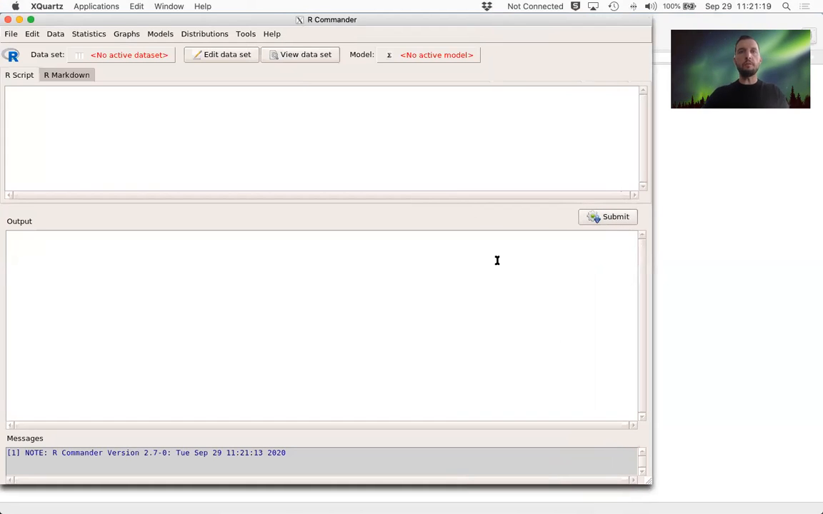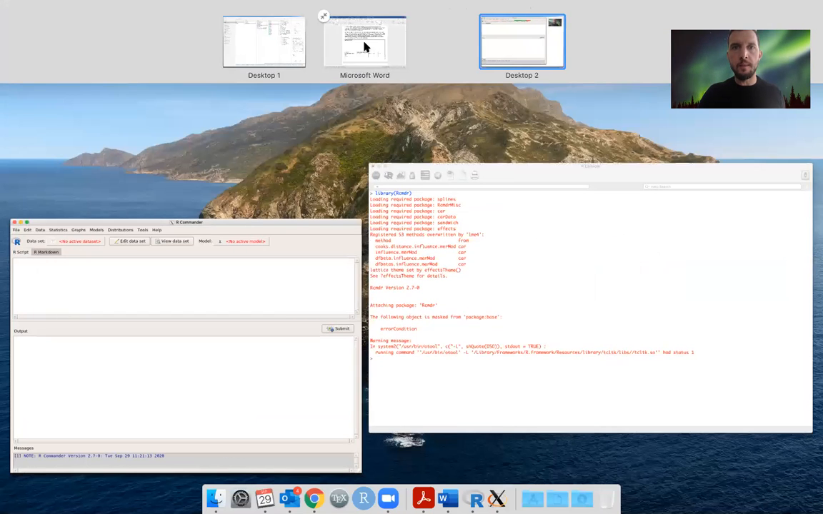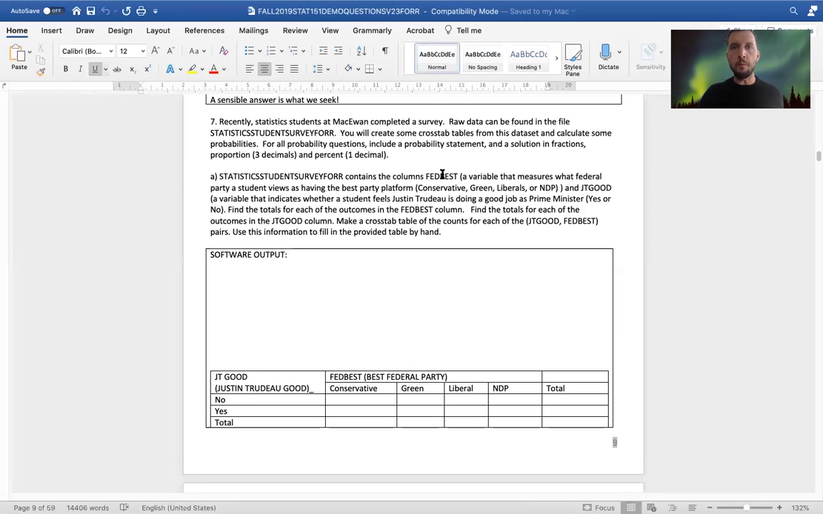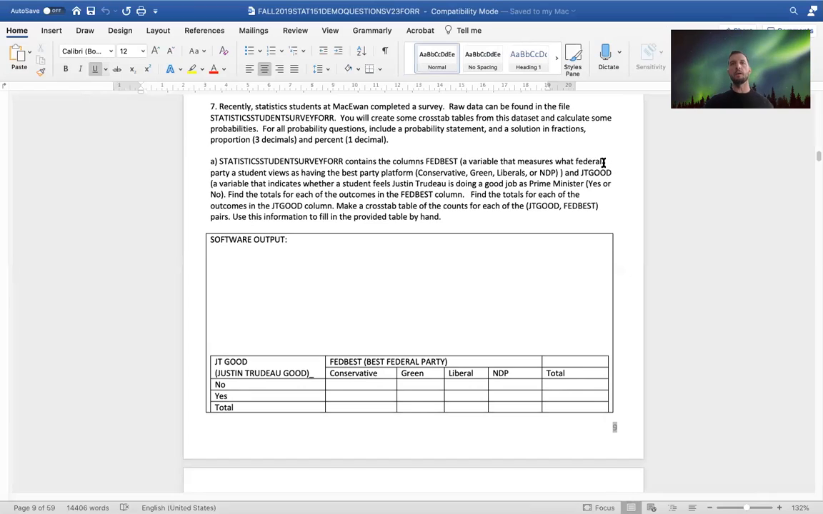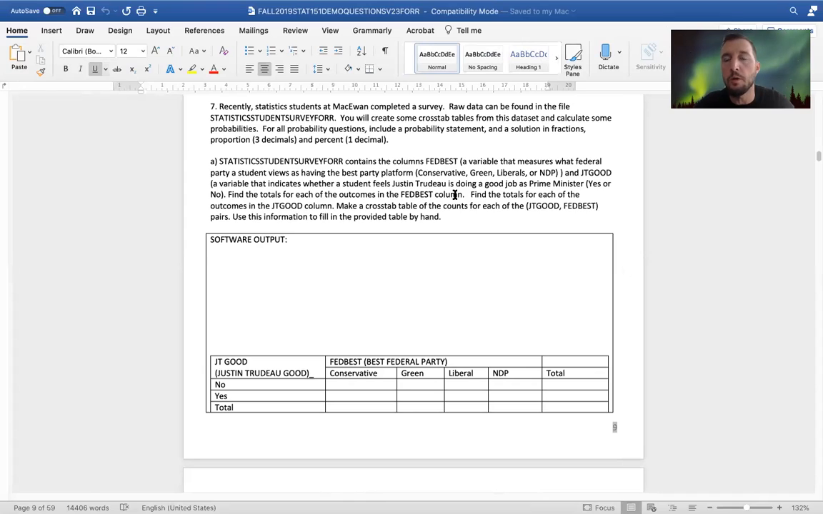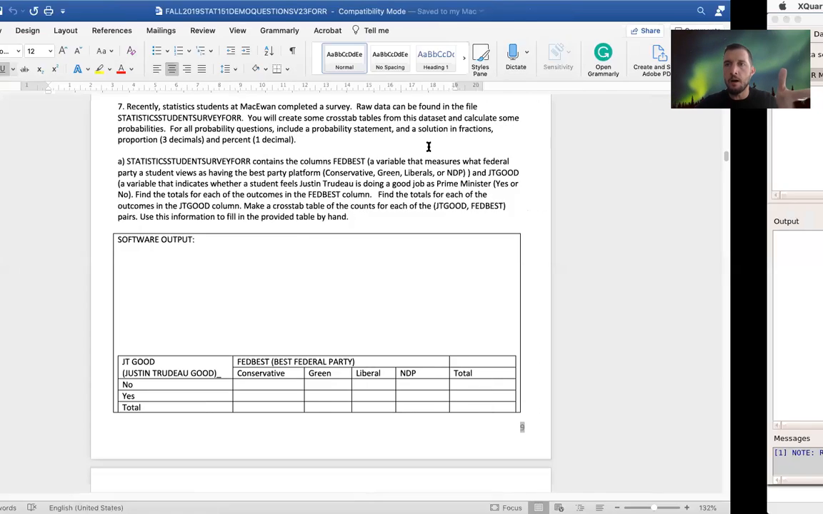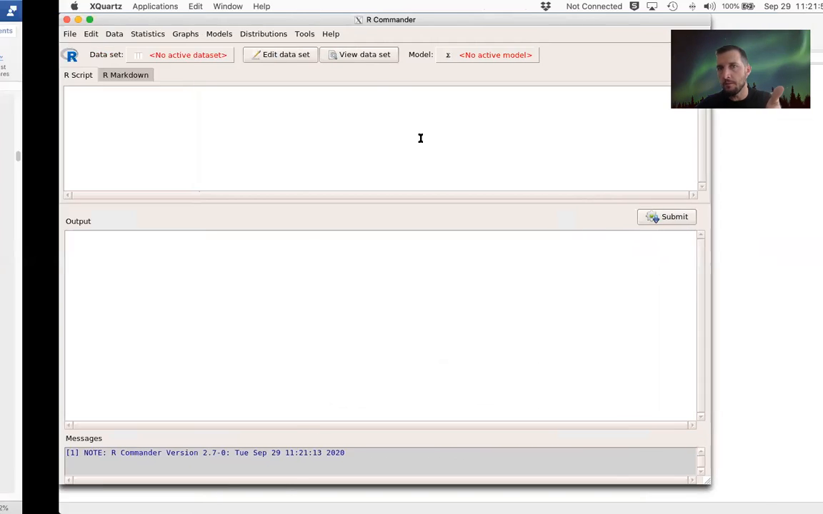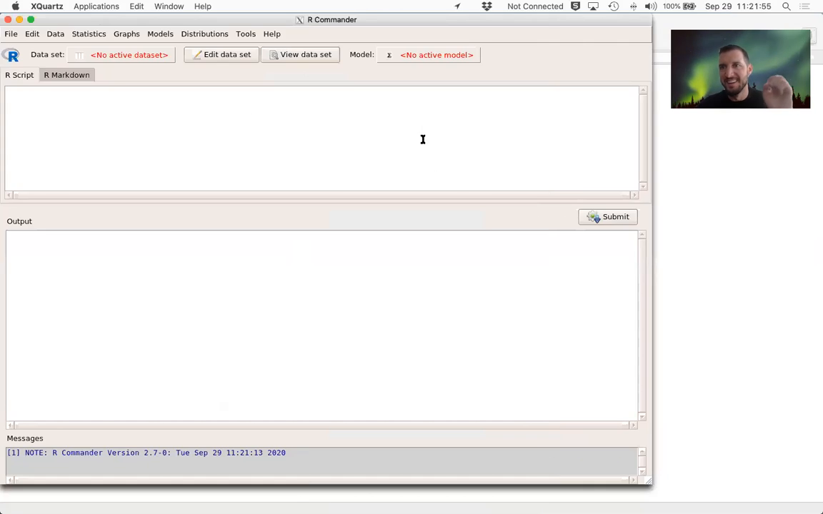Okay, so to illustrate the probabilities that we just saw, we are going to utilize the examples given in the demo questions on the Blackboard homepage. This demo question is in the file Fall 2020, demo questions, and we're going to look at question 7. I'm going to switch back and forth between this Word page and my R Commander page. We're going to answer the questions in the demo file using R Commander.